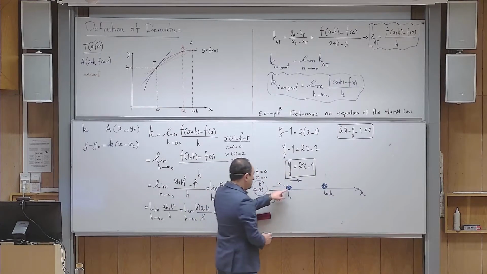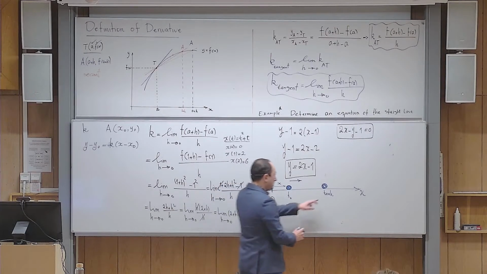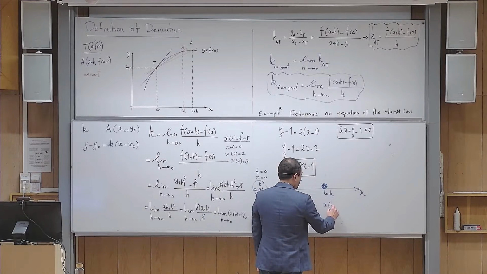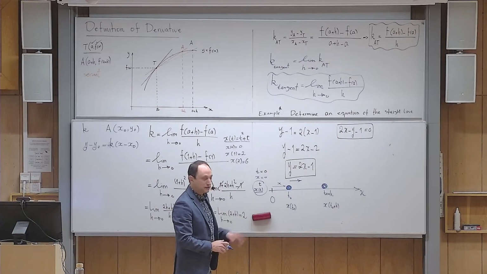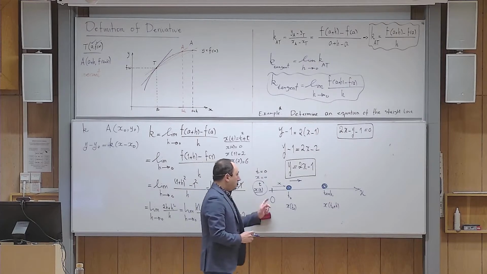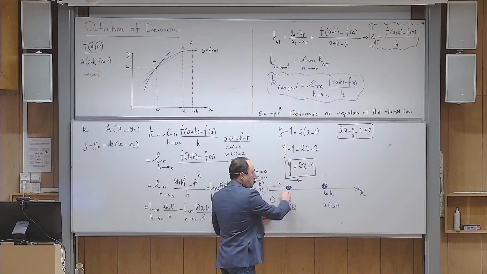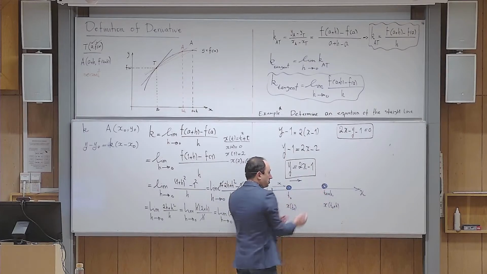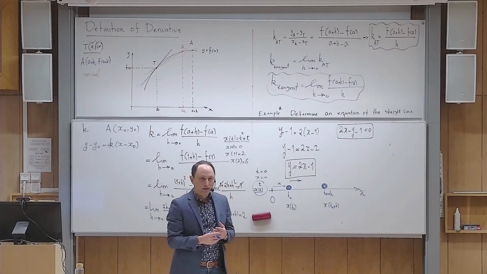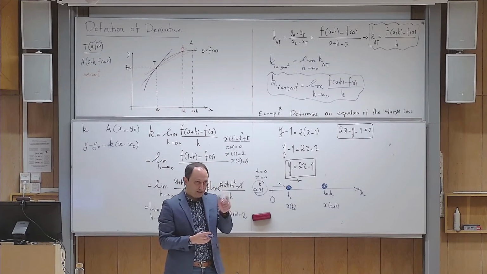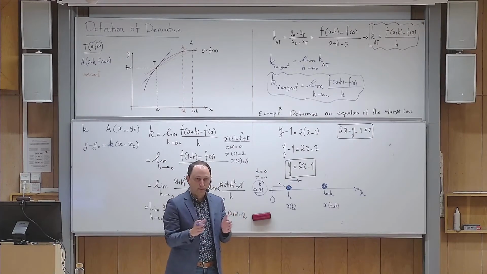The position of the particle here is x of t naught. The position of the particle here is x at t naught plus h. Is that understandable, what I'm writing on the board? Yes or no? Okay, now if I ask you what is the average velocity of this moving object on this time interval, what do you say? What is the average velocity formula in physics? You calculate the displacement divided by the time interval in which that displacement happened.